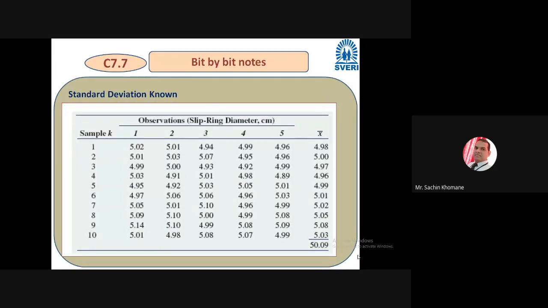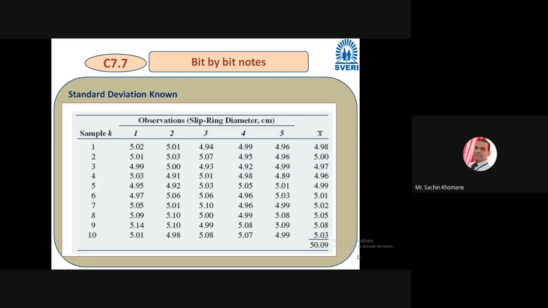Okay. So we'll see a numerical when standard deviation is known. What is known? That sigma x whole value that you are knowing. So by assuming that you can draw a control chart, and another numerical that we've seen, by calculation of standard deviation how to draw a control chart. Okay. So on paper you people have to write these readings.